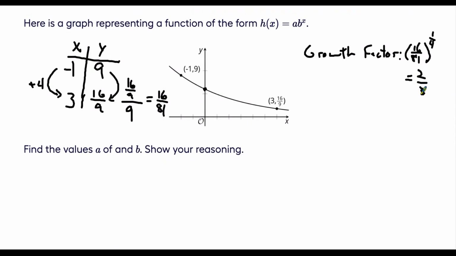Now, I still don't know the starting value, right? I don't know my y-intercept. Well, all I need to do, since I know a point that is a distance of 1 away, I can just take that value of 9 and multiply it by 2/3 to get my y-intercept. 9 times 2/3 gets me 6. So writing this function, my y-intercept, or my starting value, ends up being 6, and then we just determined that my growth factor should be 2/3. So this function should be 6 times 2/3 to the x power.